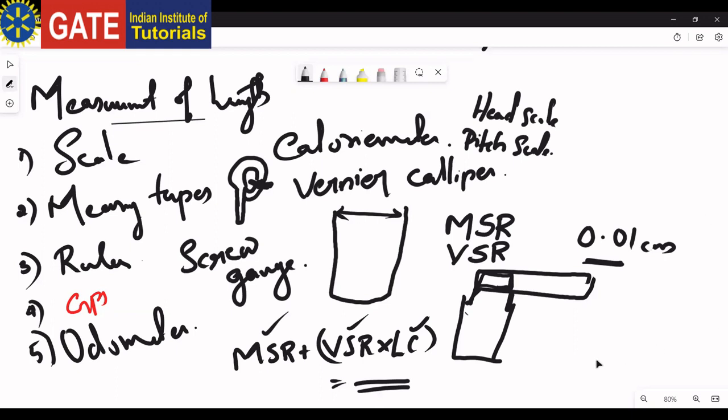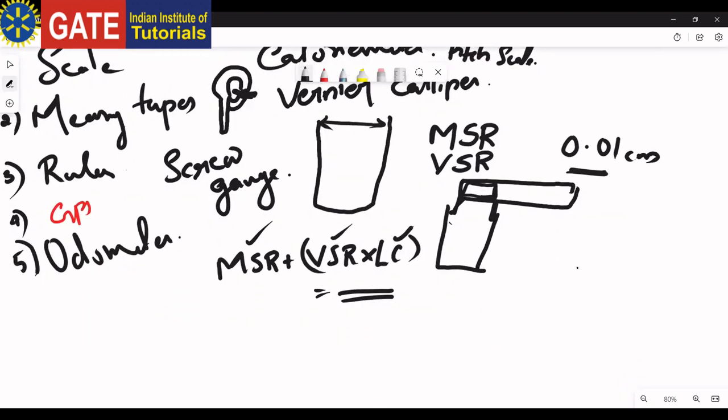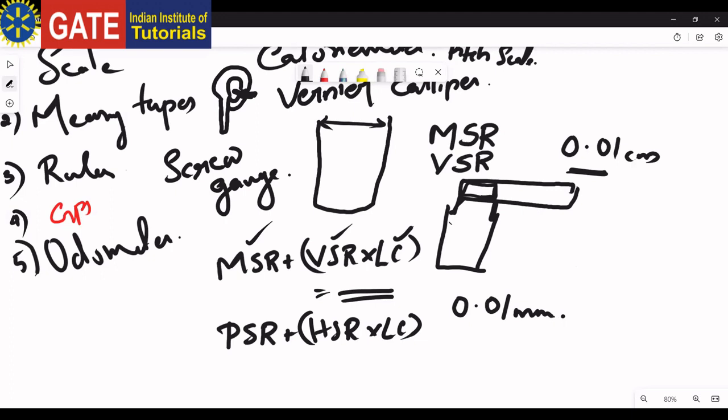Coming to the equation, like the MSR, we have PSR plus HSR into S. PSR and HSR we can read from the scale itself, and then substitute them. And what is the least count here? It is 0.01 centimeter for the other one, and now it will be 0.001 centimeter. It is 10 times more precise than the vernier. Got it. So that is how zero error comes in.